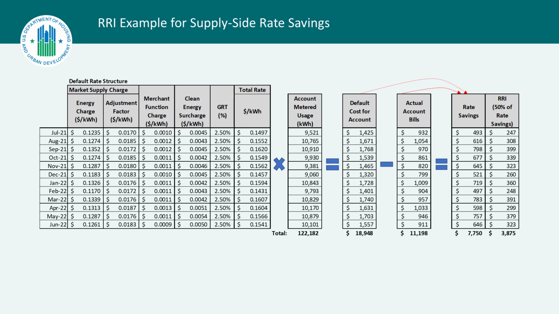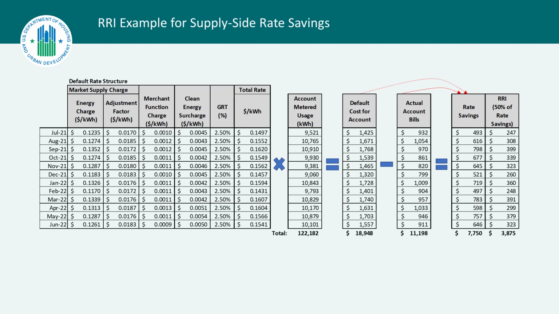In the left block, the default rate structure is applied. There are typically base energy charges, adjustment factors that can vary by month, and various other riders to the tariff for efficiency programs, decommissioned nuclear plants, and any other costs that have been negotiated between the utility and the state's Public Utilities Commission. This default rate or prevailing rate is then applied to the actual usage to determine what the default cost would have been had the agency been on the default rate.